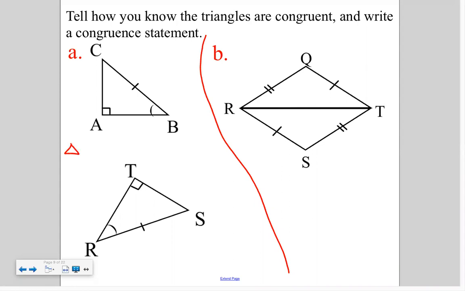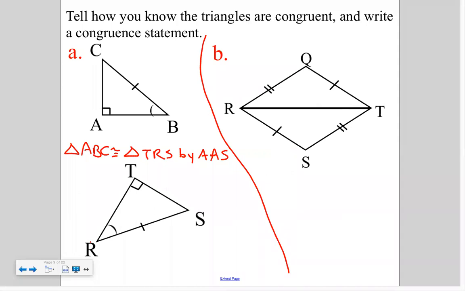Let's write a congruent statement. Triangle, stay alphabetical, ABC, is congruent to triangle, see, right angle. The next one's the single, so I have to go TRS, by angle, angle, side.